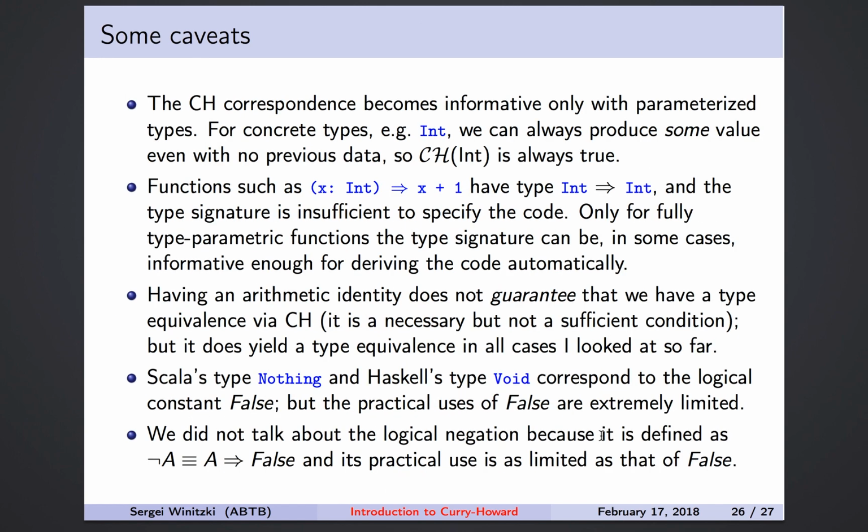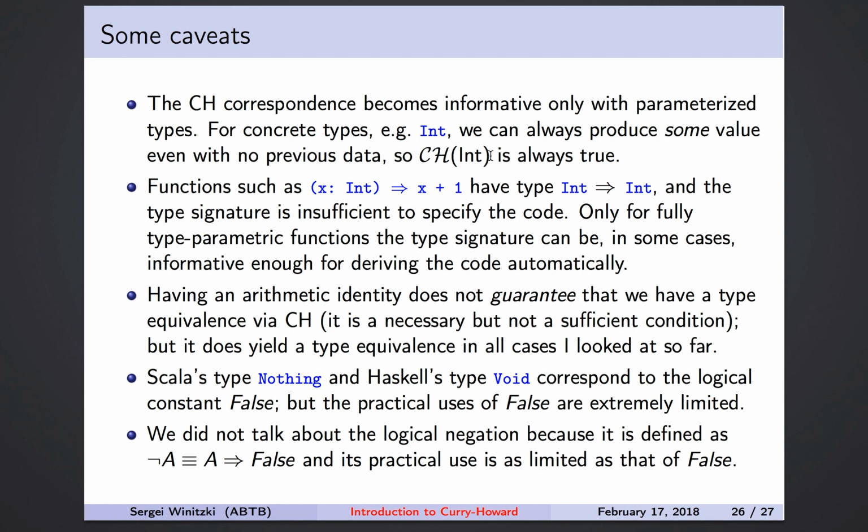Some more remarks about the Curry-Howard correspondence. First is that only with parameterized types we can get some interesting information out of it. If we take concrete types like integer, then the proposition CH of int, meaning that our code can have a value of type int, that's always true. We can always write some integer value. We don't need any previous data for it. So for all specific types, all these propositions are always true. It's completely void of information.